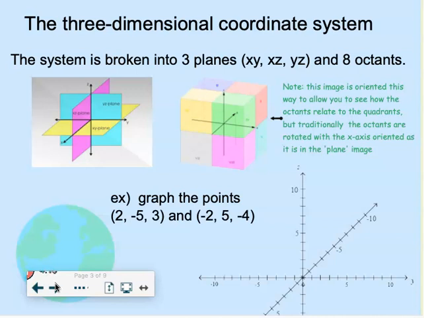This is now our 3-dimensional coordinate system. This is the way that we orient the axes in 3 dimensions. X comes out this way. Y goes across this way. And what's our new up and down? That's Z.